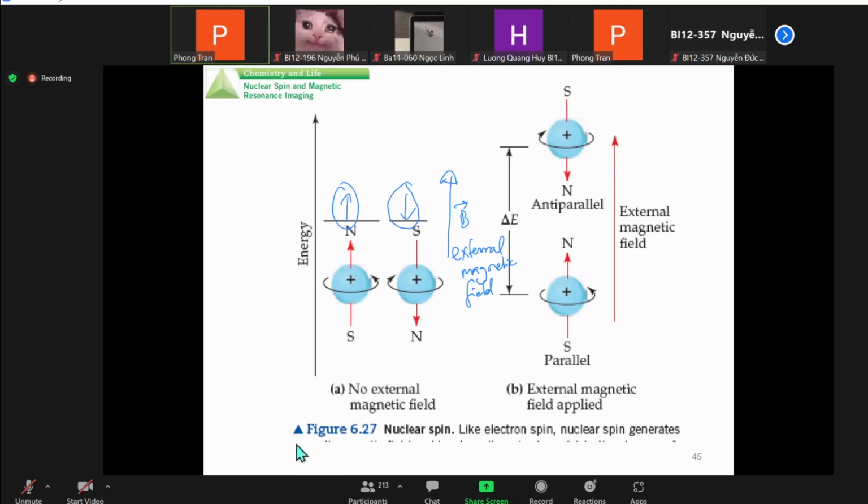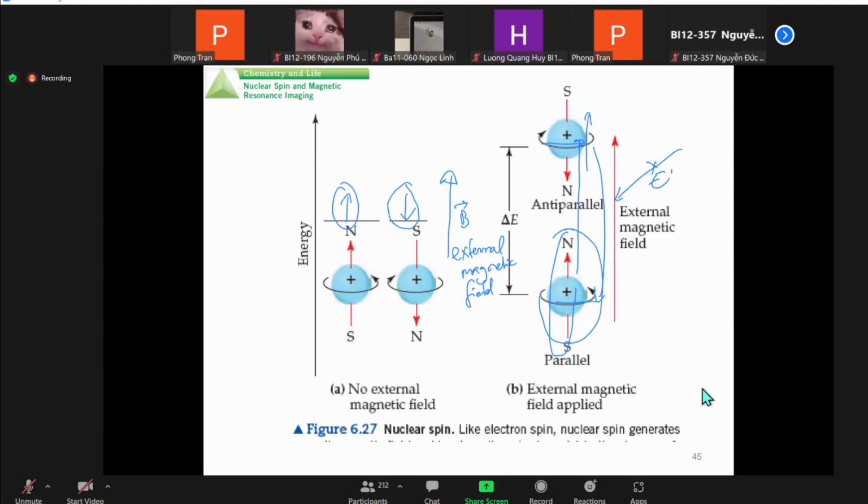So if you want to see the signal of this one, because now it's split into two energy levels, you apply another energy, enough to make this electron jump up to this level, and then you stop it, and it will come back. So you can record the signal of this electron transition, electron movement.